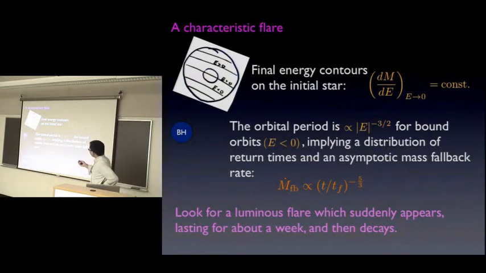Because the E is determined by the location within the star. Oh, okay. So originally the star is between the bound and unbound. Okay.